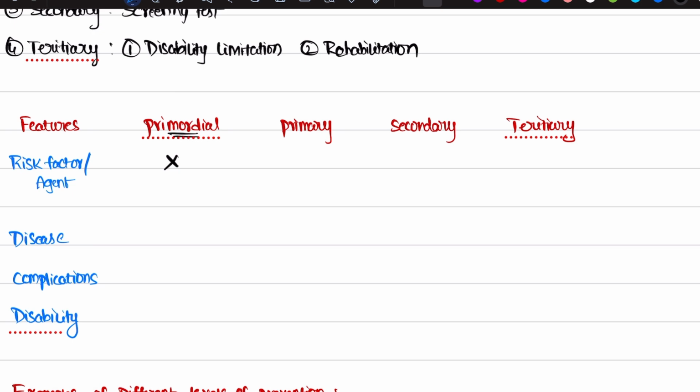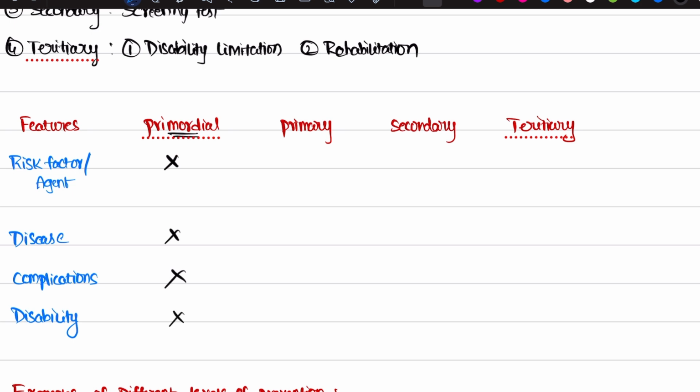Disease is present in the primordial? No disease. Complications? See, we don't have disease, we don't have risk factor. How can we expect complications? So no complications. Do we have disability? No disability, because we don't have disease, we don't have complications. So no disability is present.